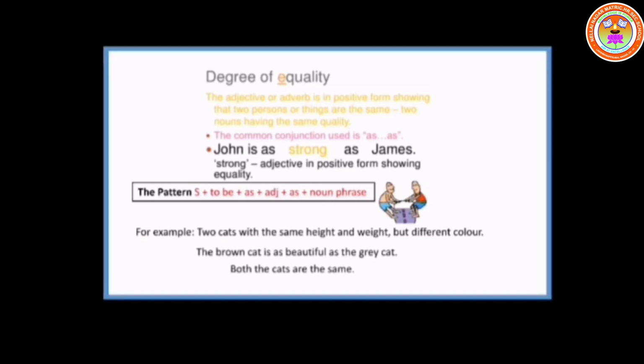And the pattern used here in this sentence is subject plus to be, that is the verb, plus the conjunction as, plus adjective, plus as, plus noun phrase. Another example, here two cats with the same height and weight but different color is being compared. The brown cat is as beautiful as the grey cat. Both the cats are the same. This is degree of equality.